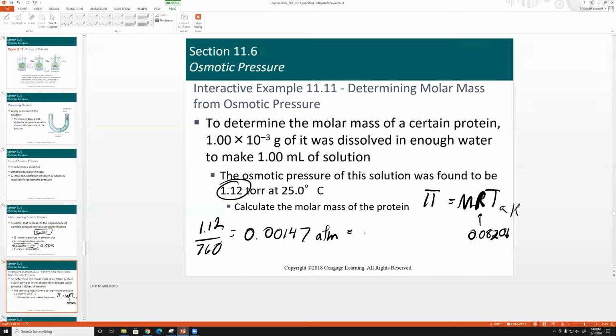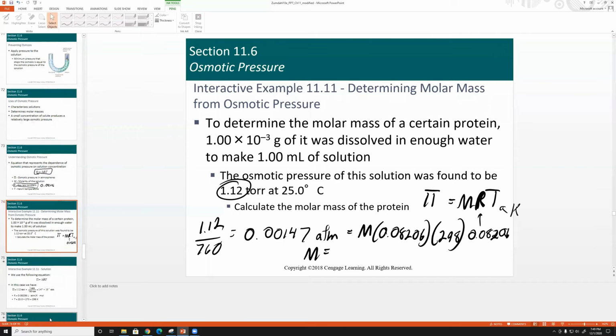So that is going to equal our molarity times 0.08206 times our temperature, which is 25, or 298 Kelvin. So what did you get for the molarity? Did anybody solve for that? Or did that trip everybody up with the torr, converting that to atm? Gotcha.